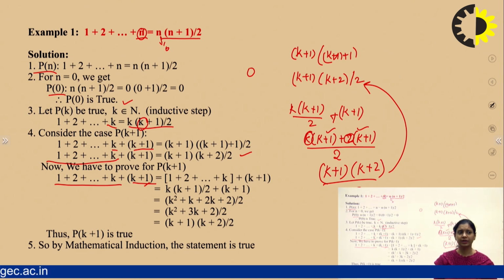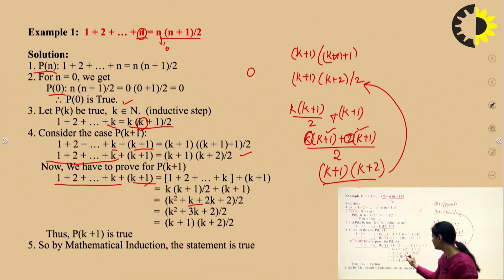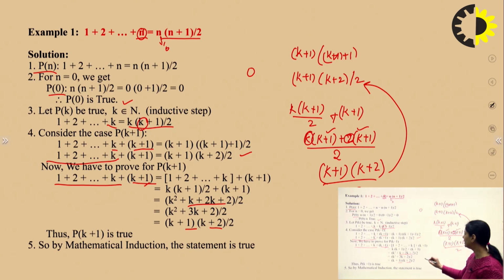The other way could be, we can just open it up and get a quadratic equation. We'll find the factors by splitting the middle term, and again we'll get the two factors as k plus 1 and k plus 2 divided by 2. So this was what we needed to prove for the RHS. So the LHS becomes equal to the RHS, hence proved. Thus we can say that Pk plus 1 is true. Now Pk plus 1 is true, which means by mathematical induction, the statement that was given to us in the form of n is true.